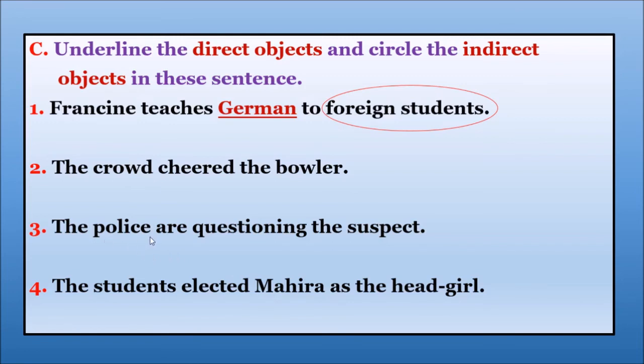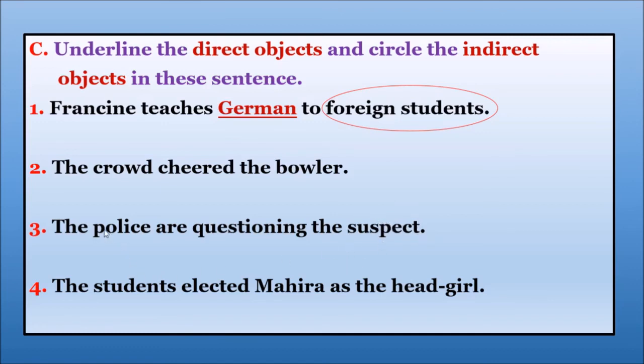Now, coming to the third one. The police are questioning the suspect. The police are questioning whom? Suspect. So we got the correct answer. The police are questioning whom means the answer is suspect. So this will become a direct object.